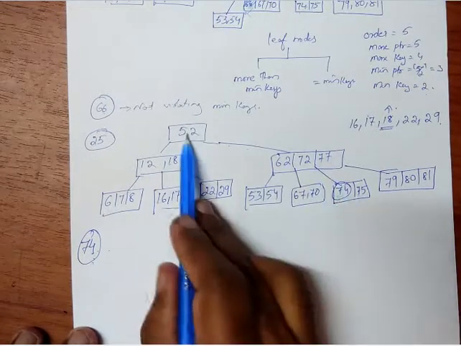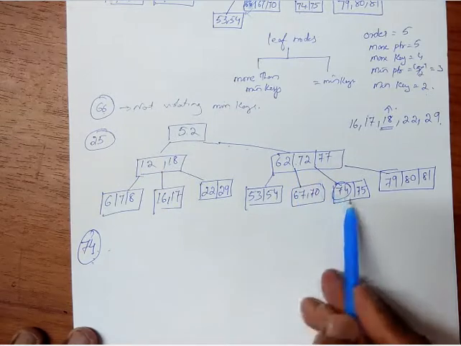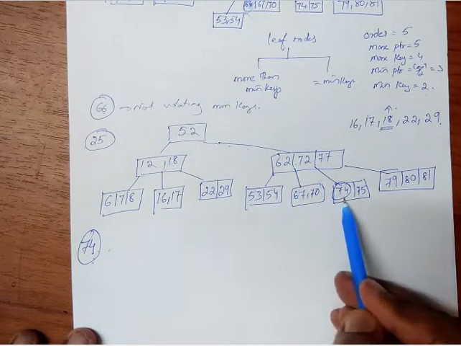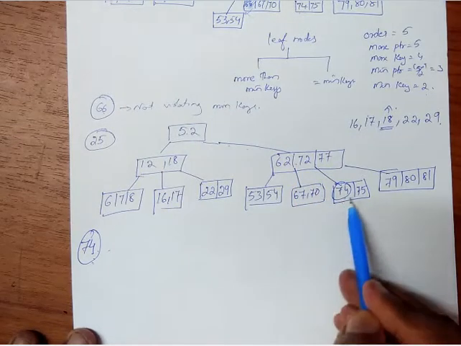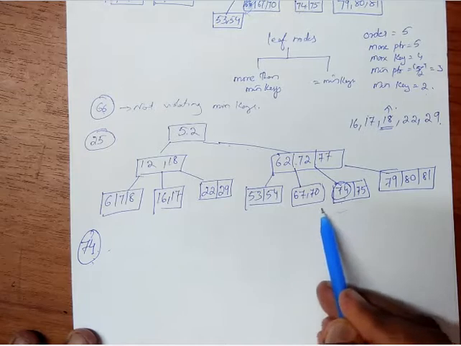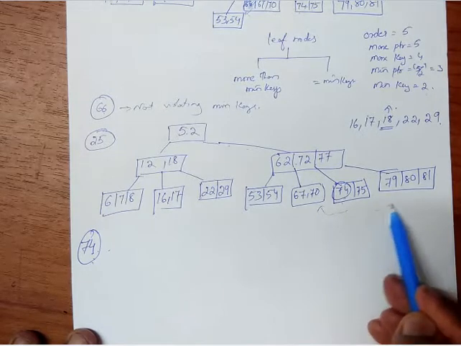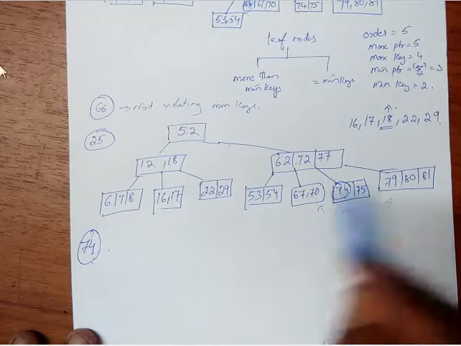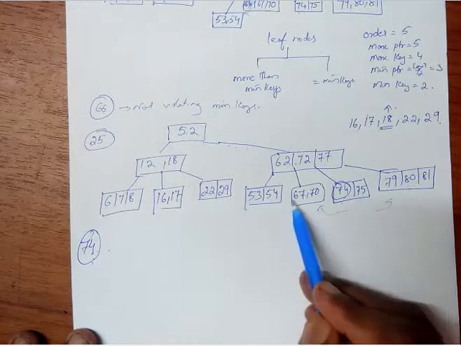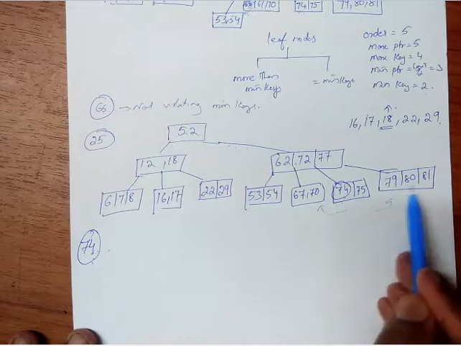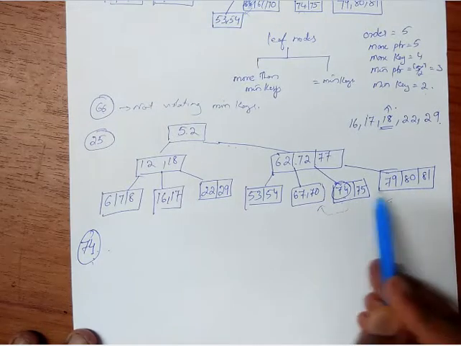So we can see where 74 is. Under 72 we identify 74. After removing 74, what will we do? We have to check the left child as well as the right sibling. There are 2 siblings. On removing 74, the node contains only one element, 75, so it violates the minimum key constraint, which is equal to 2.